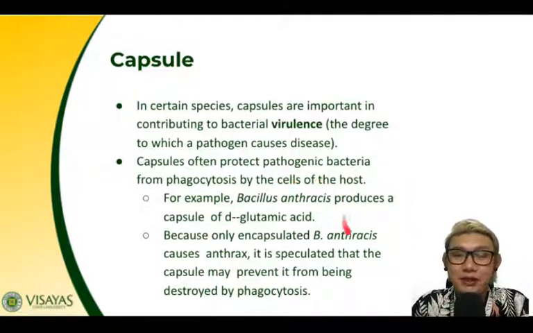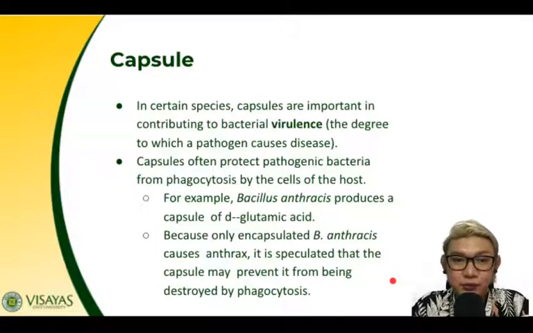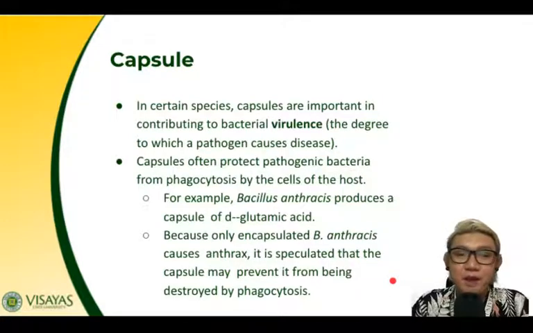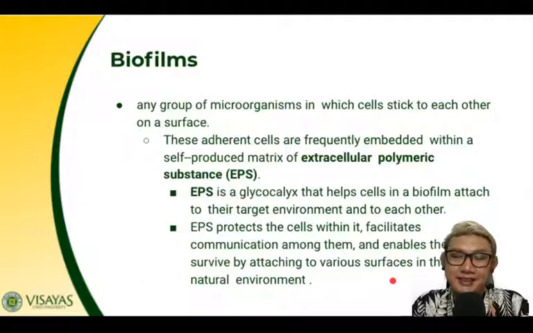For example, Bacillus anthracis produces a capsule made up of D-glutamic acid. Now, according to research, only the encapsulated Bacillus anthracis causes anthrax. It is speculated that the capsule may prevent it from being destroyed by phagocytosis.